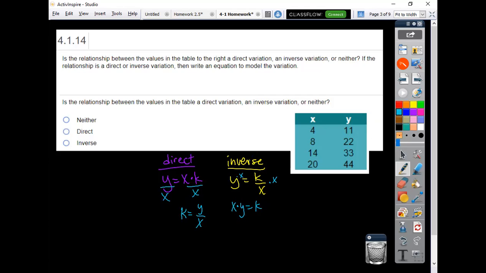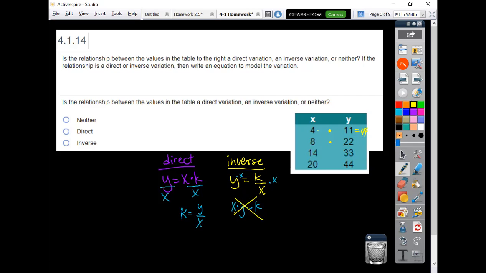So let's just take a look up here and see what we have. If you took 4 times 11, you'd get 44. And if you took 8 times 22, it's certainly not 44. So it's definitely not an inverse.